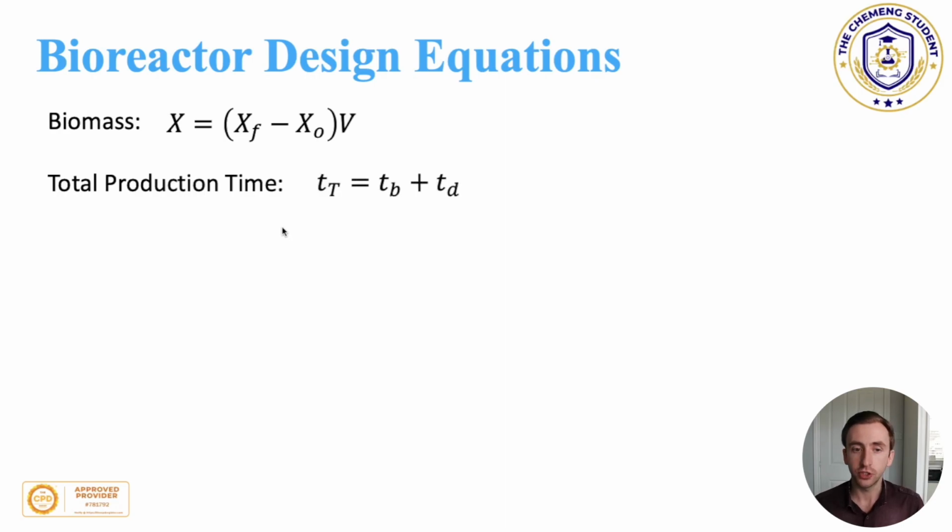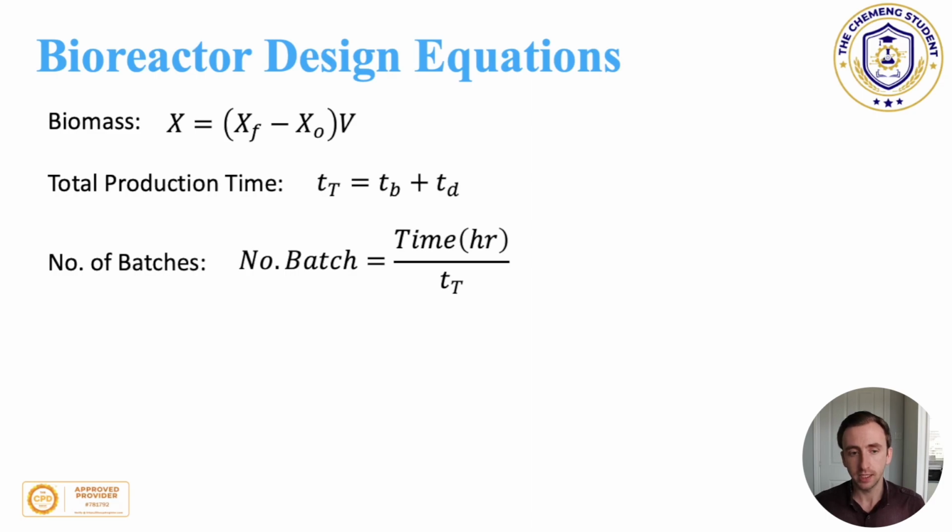Now the total production time, or the T with a capital T, is equal to the batch time, so that's T_B, plus the downtime, which is T_D. Now the downtime can be associated with the removal of the old material, the sterilization, and then the addition of the new material. So that is the time in which the reactor is not working.